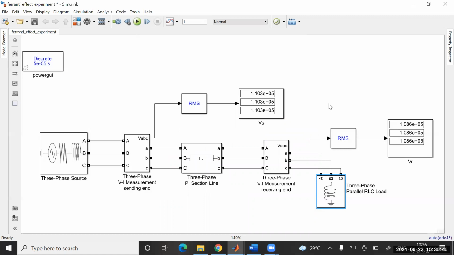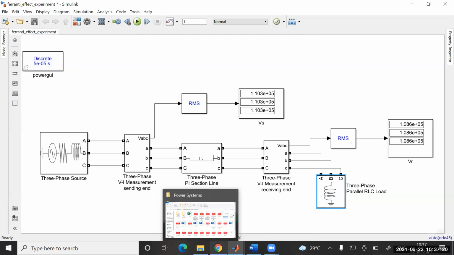Okay, this is the observation of what we have seen in this MATLAB: what the Ferranti effect is, how it can be reduced, and what the answer is if the line is open circuited or lightly loaded, and what the scenario is when the transmission line is short. Now, what was being asked is a question that needs to be answered.